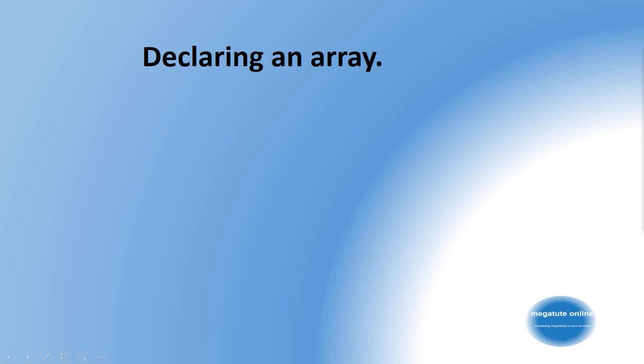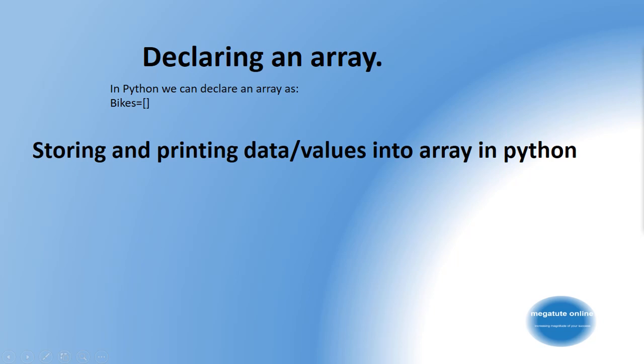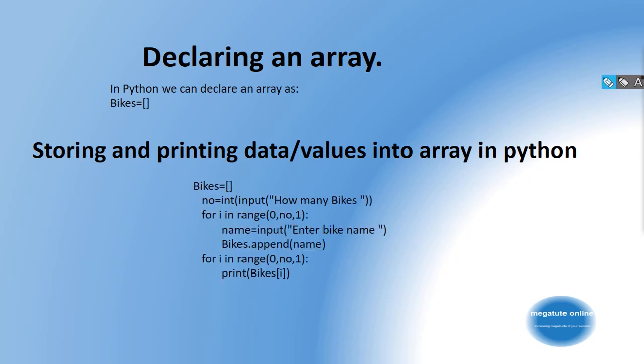Now, how do we declare an array in Python? To declare an array in Python, it's a very simple statement. You just have to say the array name equals to the square brackets. That will make the Python compiler understand that we are going to use an array by the name of bikes. All right. Now, how do we put values into it, and how do we print the values out of it?